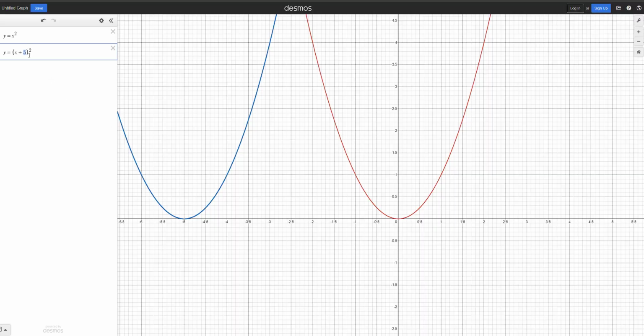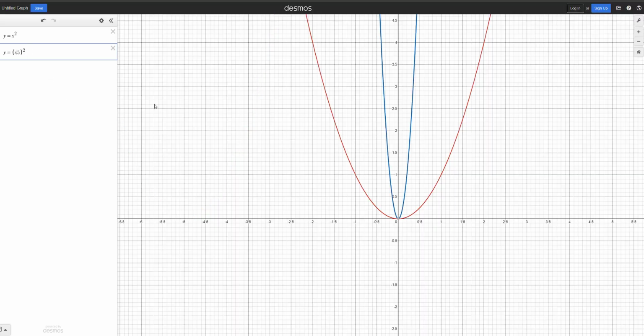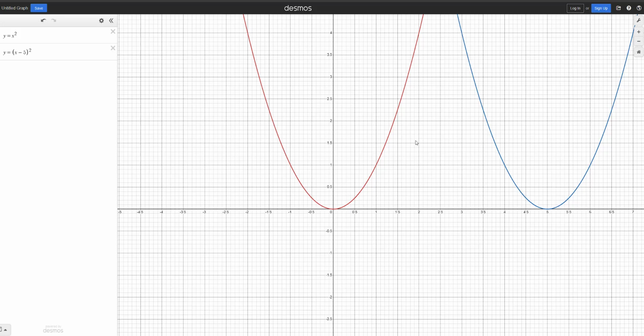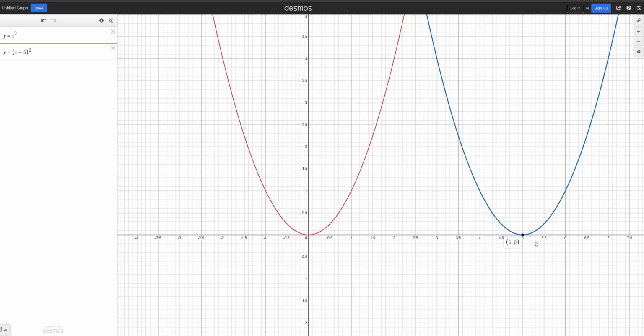And what if I switched it up and made it x minus 5? In this case, the graph shifts to the right. And my d value, is it -5? No, my d value is not -5. It's +5, because remember, my d value is the opposite sign of the number within those brackets.